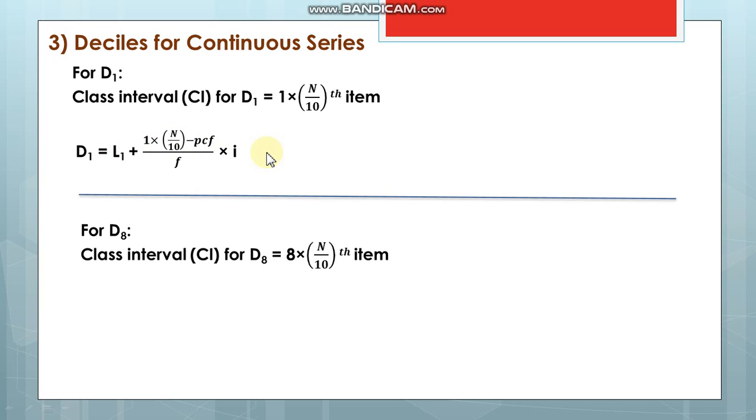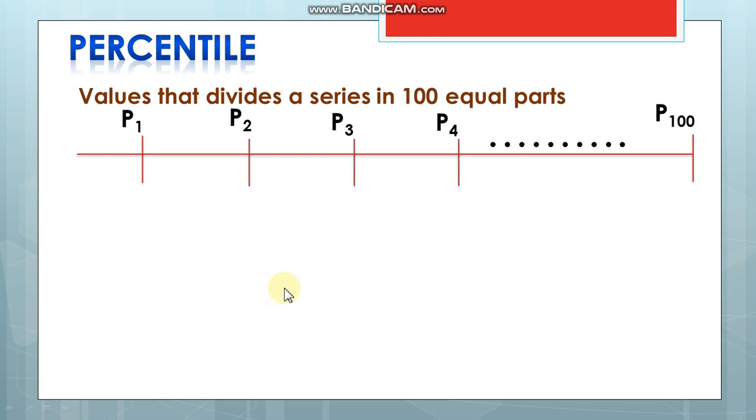Suppose I am calculating D8. So first find out the class interval for D8, that is 8 into n by 10th item. So I have to find out where the 8 into n by 10th item belongs to. Once I find out the class interval, then the rule is same. Lower boundary plus 8 into n by 10 minus previous cumulative frequency divided by frequency of that class interval into width.